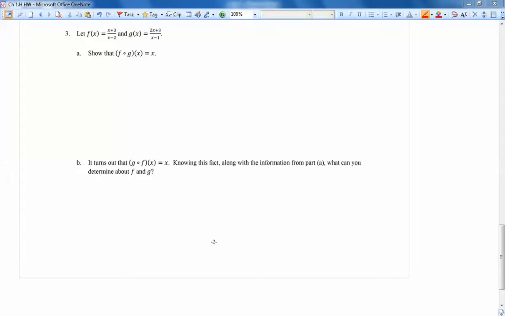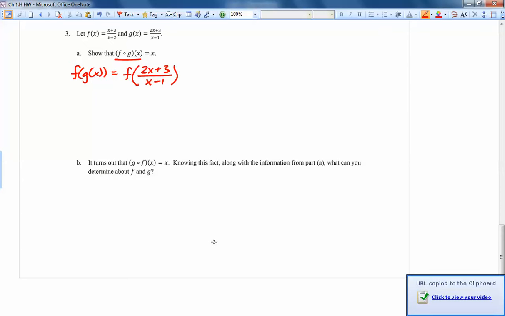Okay, so let's look at 1h number 3. We want to show that f of g of x equals x. And remember, this thing means this. So in this case, it's going to be f of (2x plus 3) over (x minus 1). Well, that is the same thing as saying we plug this in for that x and this x.